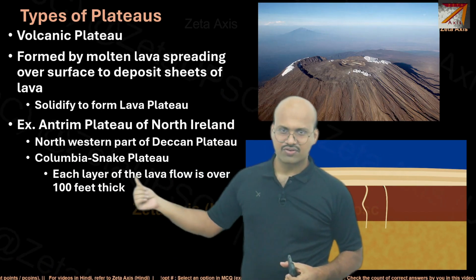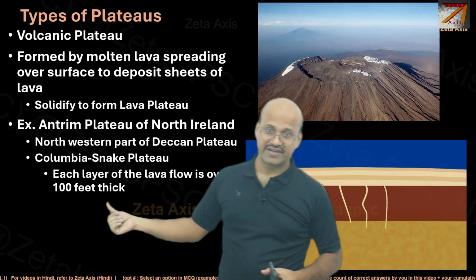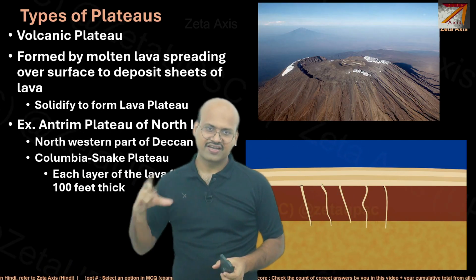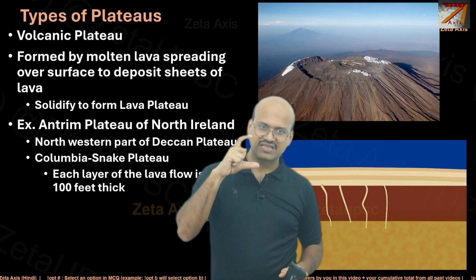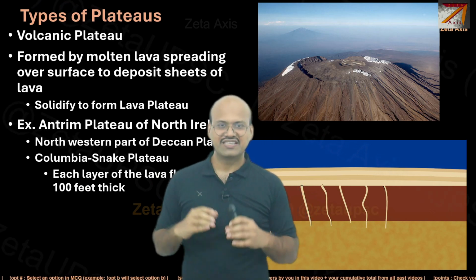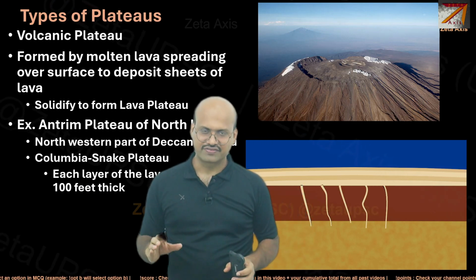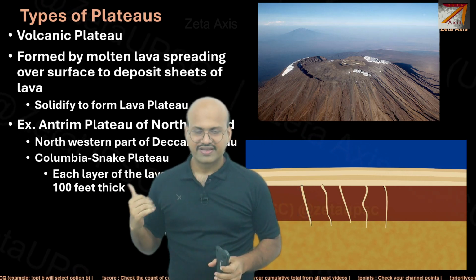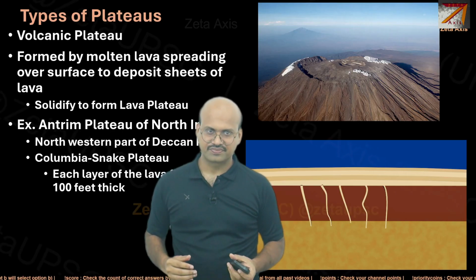Columbia Snake Plateau, each layer of the lava flow is over 100 feet thick. So you can see that these layers could be thick. But remember, igneous rocks do not have layers. We have discussed earlier that they do not have a layered structure.